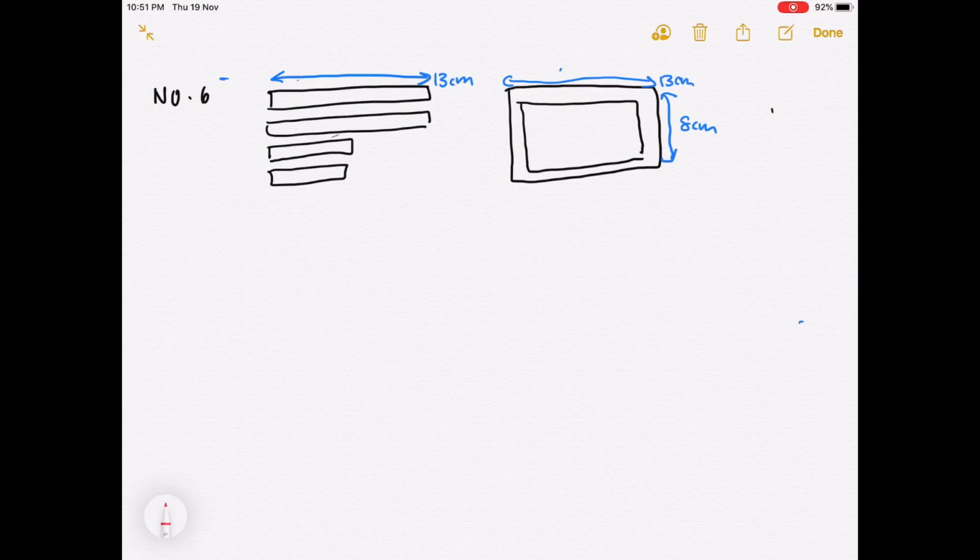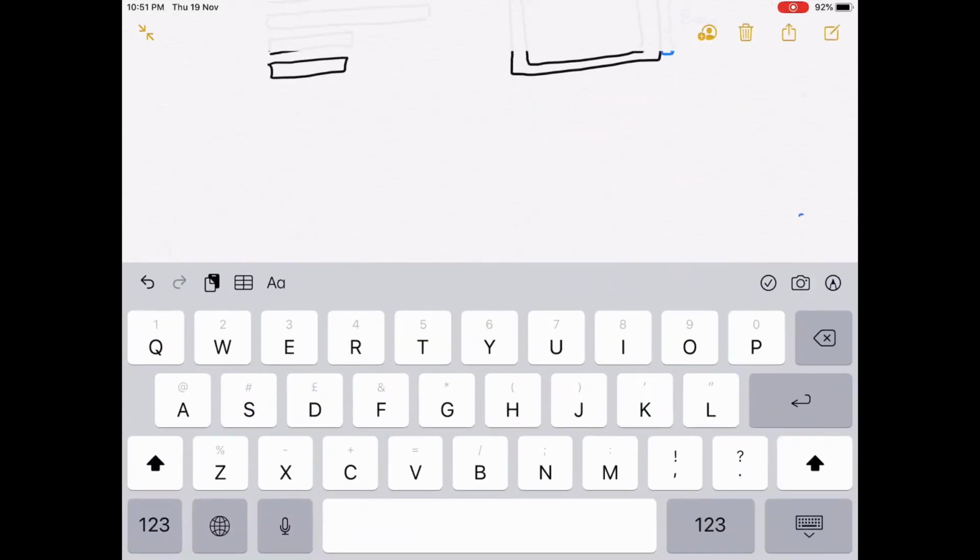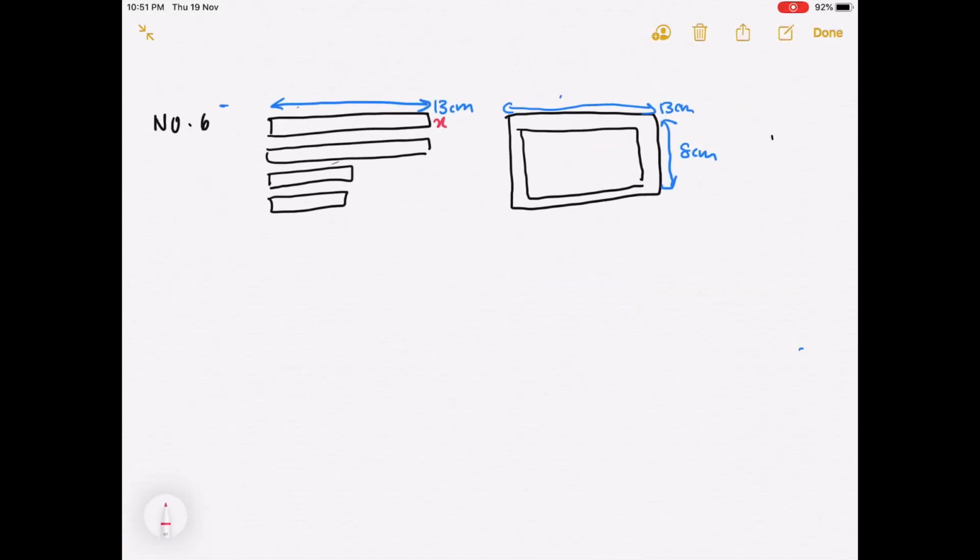Nombor 6. Okay, number 6. Diagram shows the front view of 4 pieces of wood with the same width. Okay, lebar sama. Sekarang ni dia tak bagi lebar, dia bagi panjang saja, iaitu 13 kan. So lebar dia tak bagi, kita namakan sendiri. Let's say lebar kita namakan X. So ni X. Ni pun lebar dia X. Ni pun lebar dia X.